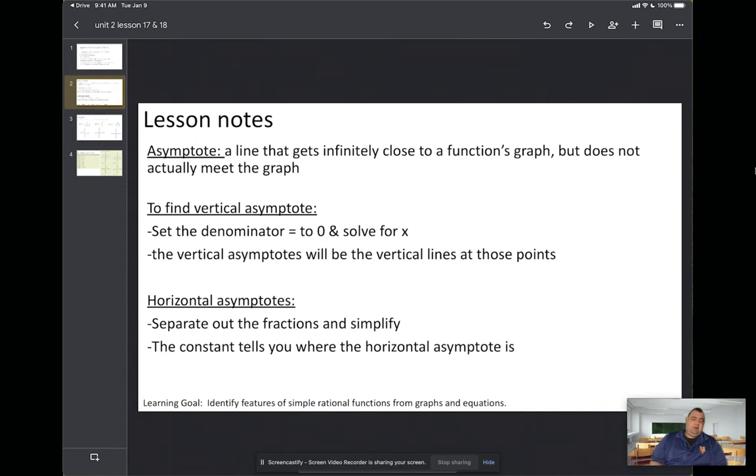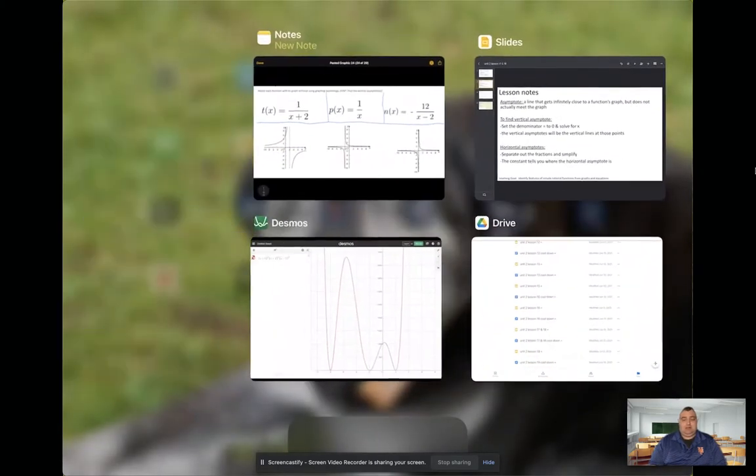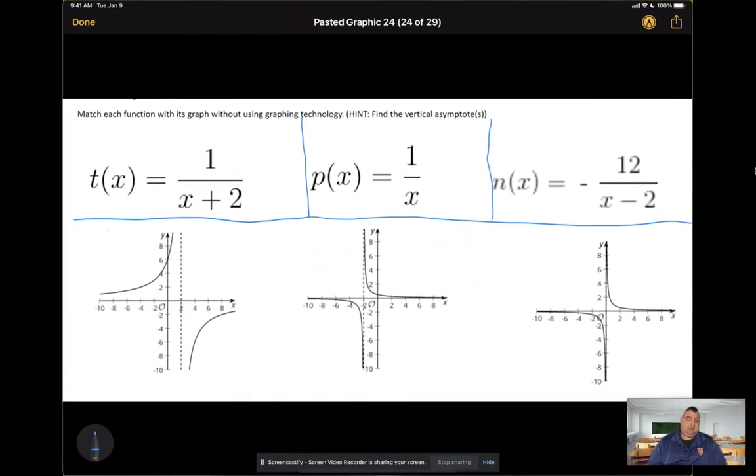So for vertical asymptotes, all we're going to do is take the denominator of a rational function and set it equal to 0 and solve for x. Whenever we solve for x, the vertical asymptotes will be the vertical lines at those points. So with that in mind, let's take a look at the first section of examples in this lesson.